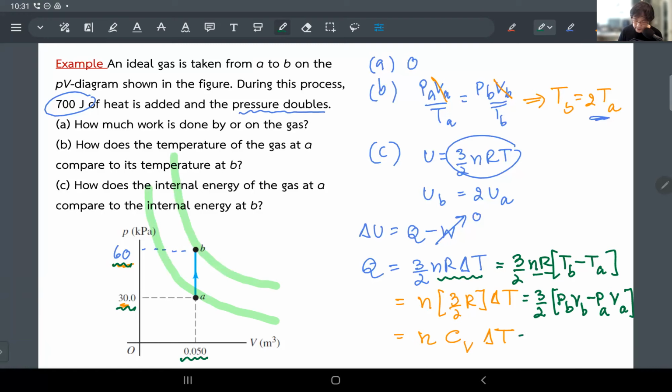Let me keep going. 3/2, actually V is the same because volume does not change. So I can do P at B is 60 kilo minus P at A is 30 kilo. Let me just squeeze in the K for now, times the volume 0.05. Okay, so with this, you're supposed to get back the Q right here if you want to.